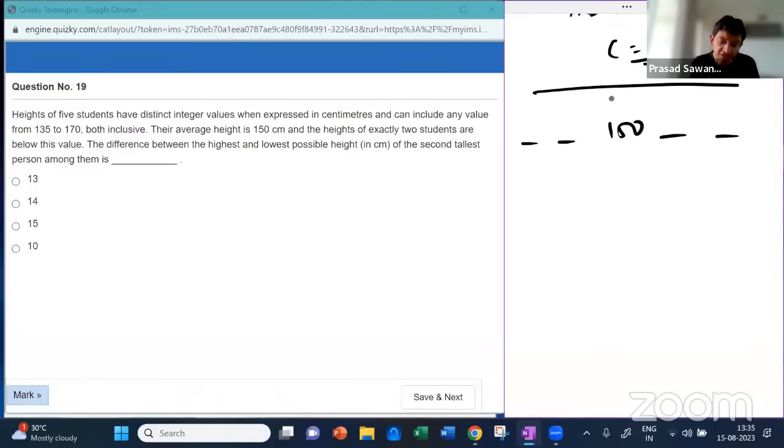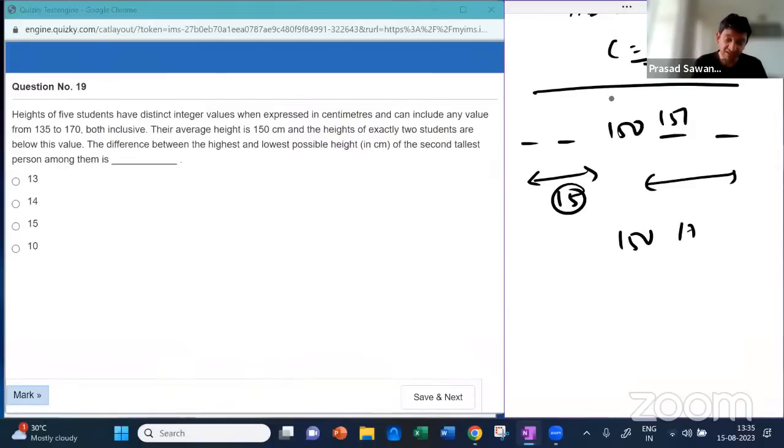Okay. So what is the question? I don't understand. Distinct integer values and include any from 135 to 170. So average height is 150. So the spread should be equal is what they're saying, right? So if let's say for example, okay, so I have 15 steps to go away here. So let's say 151 is the lowest possible.